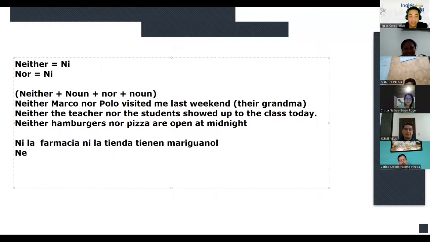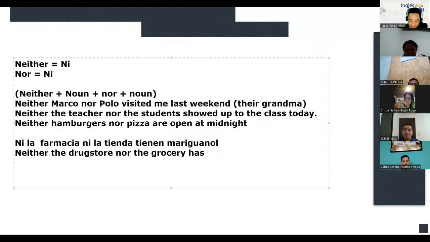Okay, go ahead. Neither the drugstore... Drugstore or pharmacy, neither the drugstore nor... How do you say tienda, guys? Grocery. Neither the drugstore nor the grocery has marijuana. They don't know what that is.